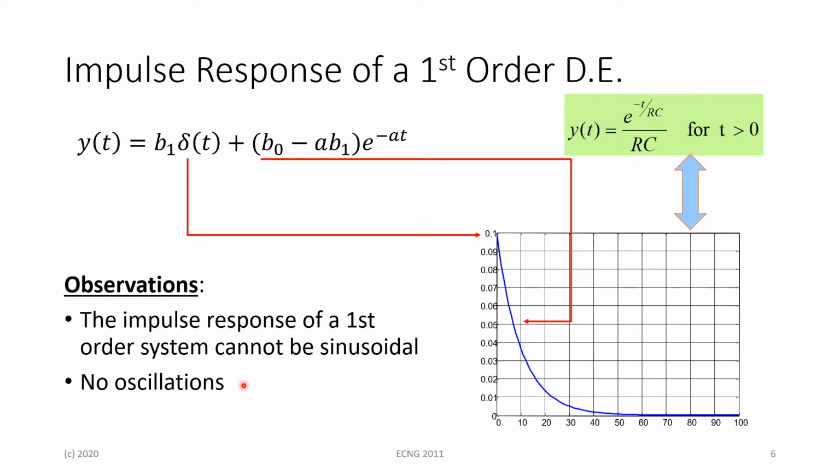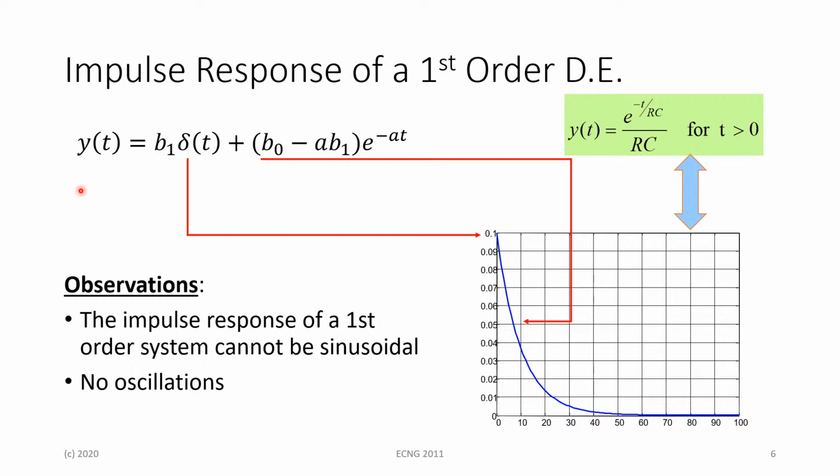So if we plot this y(t) signal, we see here that the B1 delta(t) here represents our start point for the graph. And then our exponent form here represents the general shape of the graph throughout the entire equation for y(t).